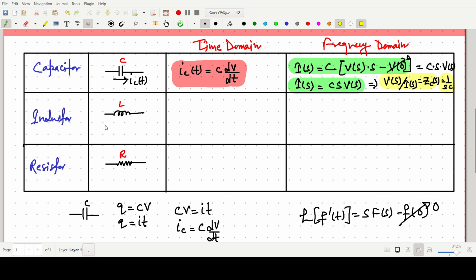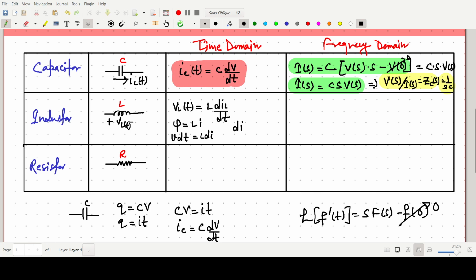The same thing we will do for the inductor. For the inductor we have to know the voltage across the inductor, V_L(t), which is nothing but simply L dI_L/dt. It comes from the flux, which is Li in general, and the flux is v times dt. So L di equals v dt.